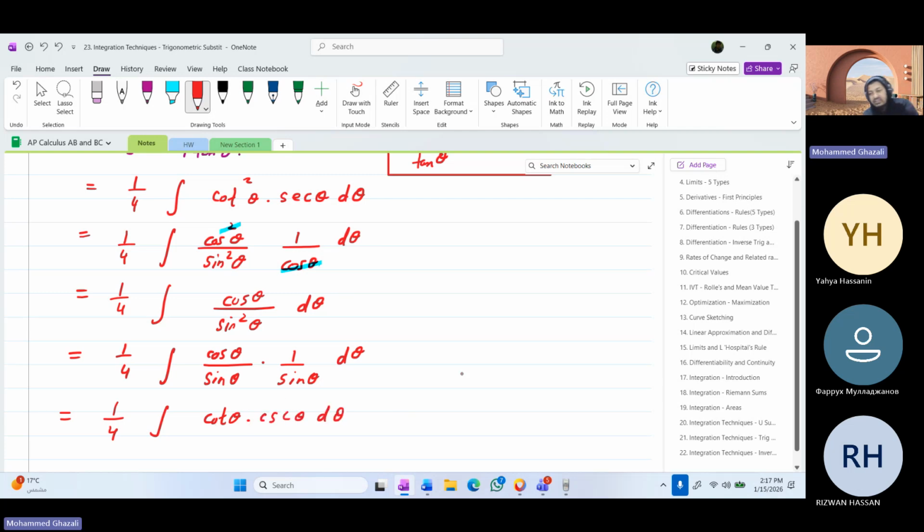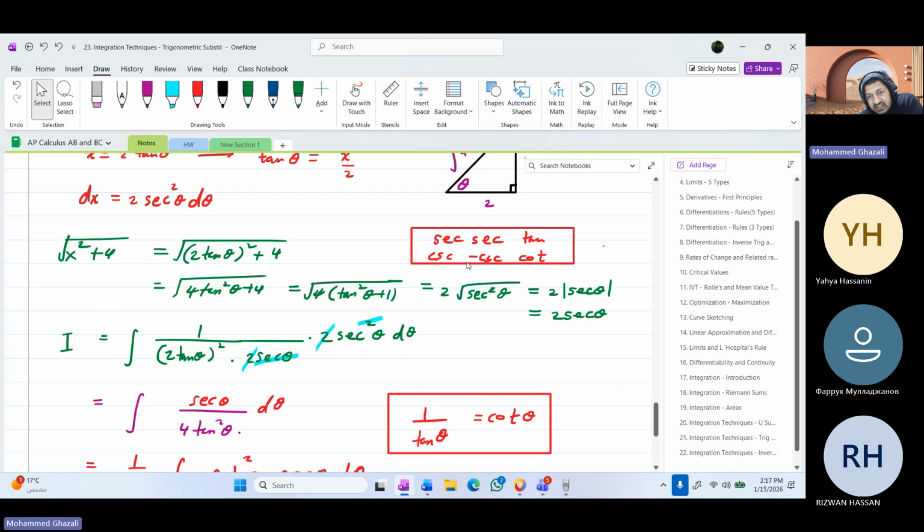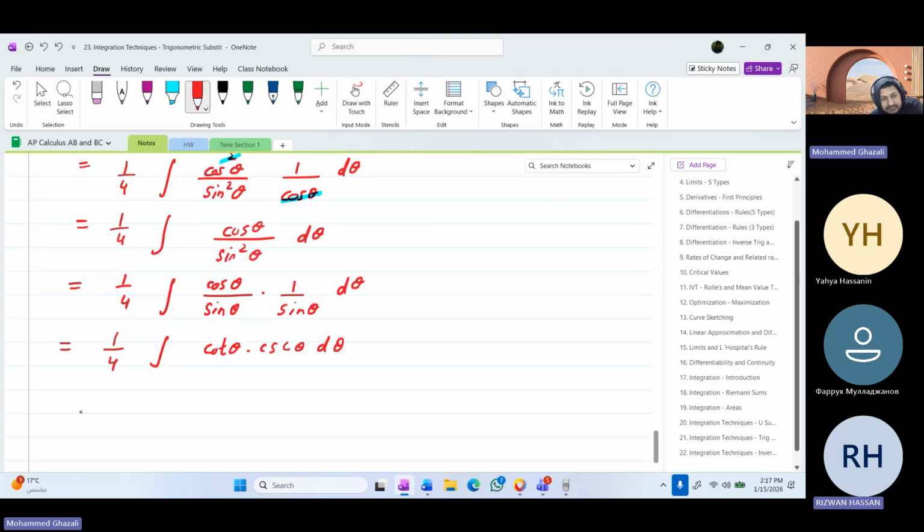And what is cot and cosec? That's a pair. Integral of cot and cosec is negative cosec. Yes. Quarter times negative cosec theta plus c. So I've got negative quarter.